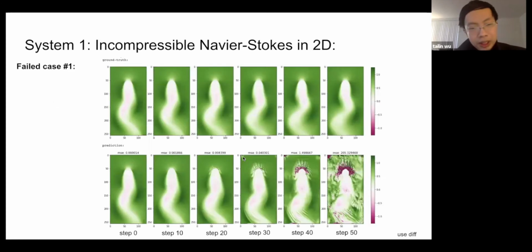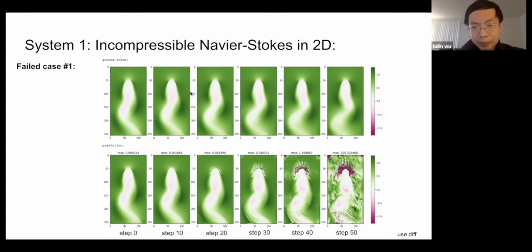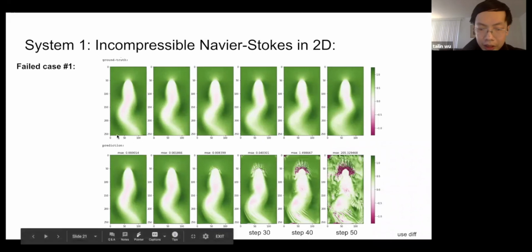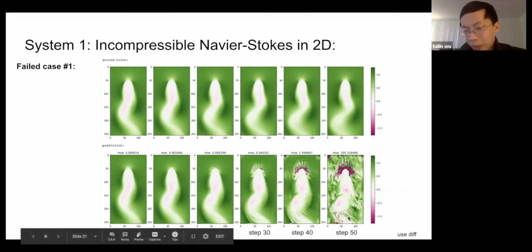Before I show the success case, I will show some failed cases from early times. Here, the upper one is the ground truth, and each is 10 steps apart. The lower one is the prediction. As we see, when we evolve a few time steps, it is quite good. After a few more time steps, the error accumulates, and at last, it cannot be recognized. It is too bad.